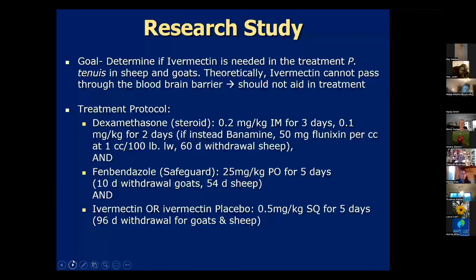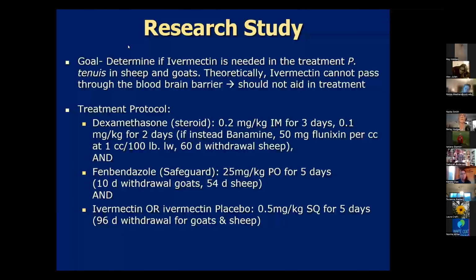But as I said, some veterinarians prefer to keep it at the high level for 5 days. And if you use Banamine instead, the active ingredient being flunixin, there's a 60-day withdrawal on that for sheep. On dex, I don't believe there is a withdrawal.